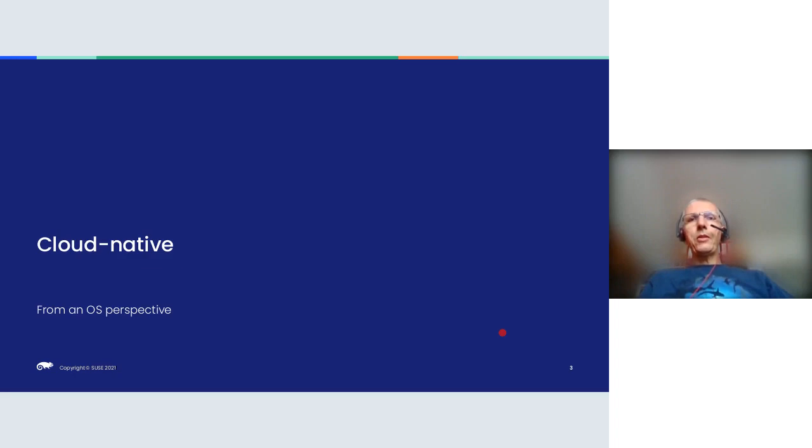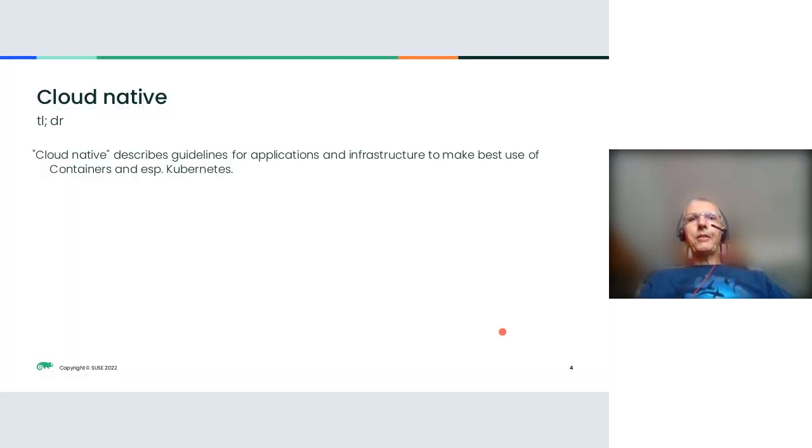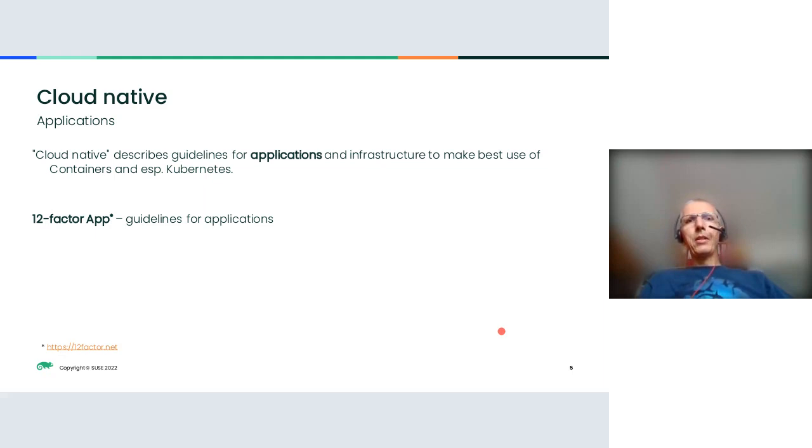Okay, so what is cloud native, especially if we look at it from an operating system perspective? Cloud native, that is the short form, describes guidelines for applications and infrastructure to make best use of containers and especially Kubernetes. So as you can see, there are two parts in this. The first is applications. And for applications, the guidelines which best describe this is what's called the 12-factor app. So that's 12 rules how to construct an application so that it runs well containerized and especially runs well in a Kubernetes environment. I will not go through all these 12, but I will pick the three that I think are most relevant for the operating system perspective.